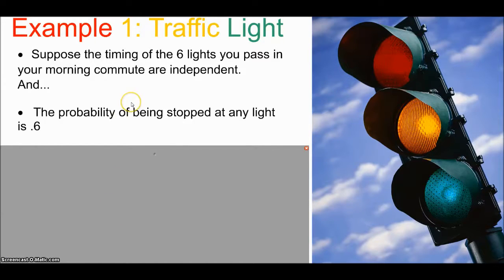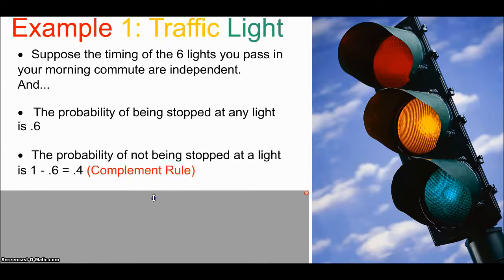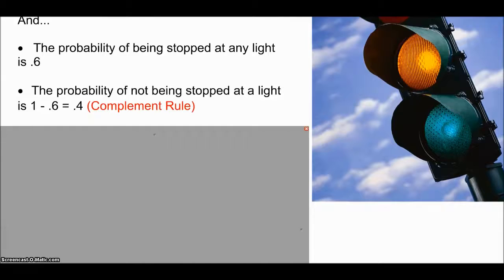The lights have a certain probability of you being stopped at them or having a green light. Just because you were stopped at a previous one does not mean that you're not going to be stopped at the next one. So let's just say the probability of being stopped at any red light is about 0.6. So what is the probability of not being stopped by the red light? And that's where our complement rule comes into place. It's simply 1 minus 0.6 or 0.4, because either you will be stopped at the light or you won't be stopped at the light. Either you will go through it or you won't.